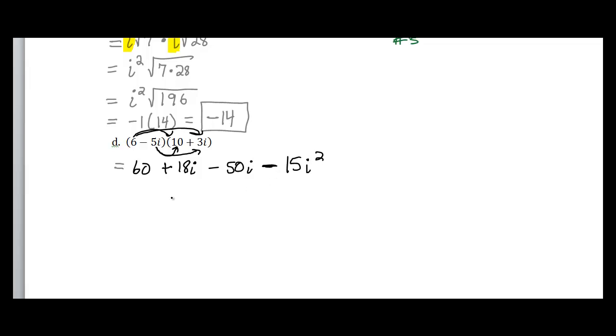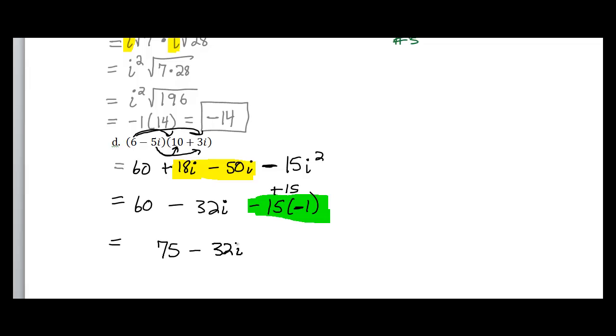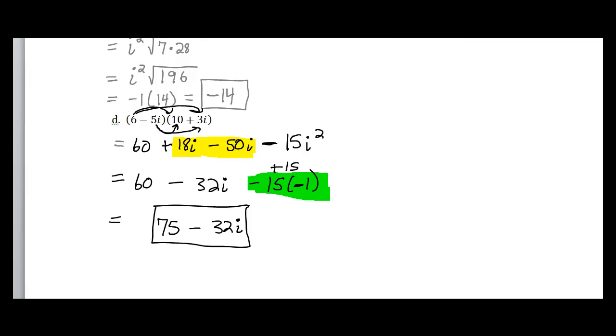Of course, we're going to want to combine our like terms, which we can see in the 18i and the negative 50i. So we'll have 60 minus 32i. Note here that this i squared we're going to change to a negative 1. And 15 times negative 1, if we simplify that, becomes a positive 15. And so we have 60 plus 15, which is 75, minus 32i. Again, this is how we want to leave our answer, in a plus bi form, or a minus bi form if that bi is negative. So that's multiplying.